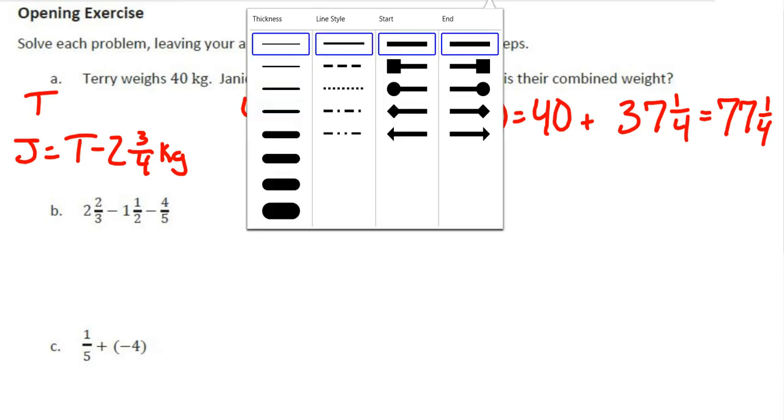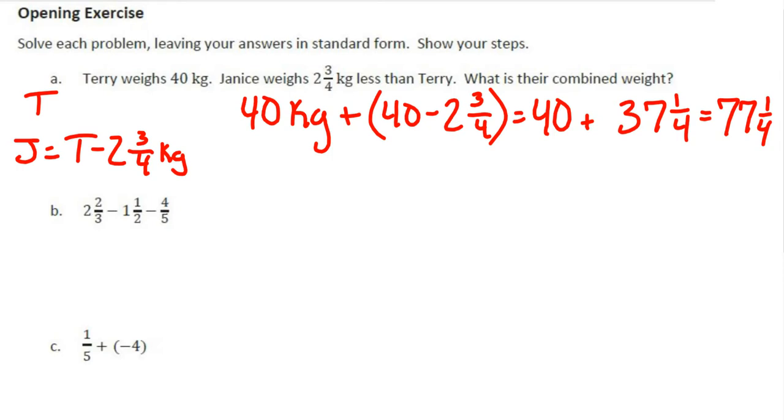All right, we're going to change our color and line here real quick. All right, part B, we've got 2 2/3 minus 1 1/2 minus 4/5. We have 3 fractions with 3 different denominators. We have to use the least common multiple to determine the common denominators.